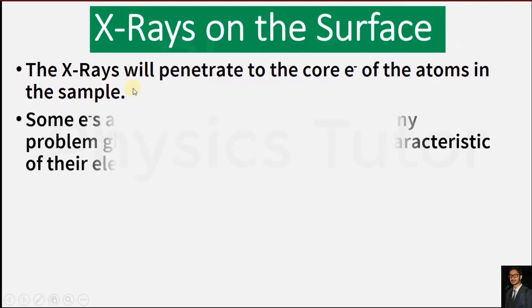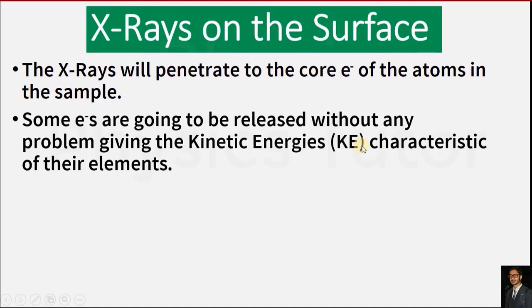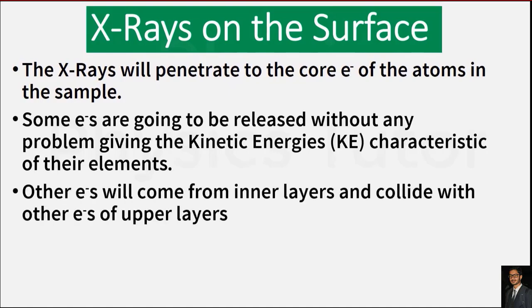atoms in the sample. The second is that some electrons are going to be released without any problem, giving the kinetic energy characteristic of their elements. We also know that when X-rays are incident on the sample, electrons gain energy and increase their energy, and the electron moves from the outermost shell. We have already seen this in detail in the diagram section.